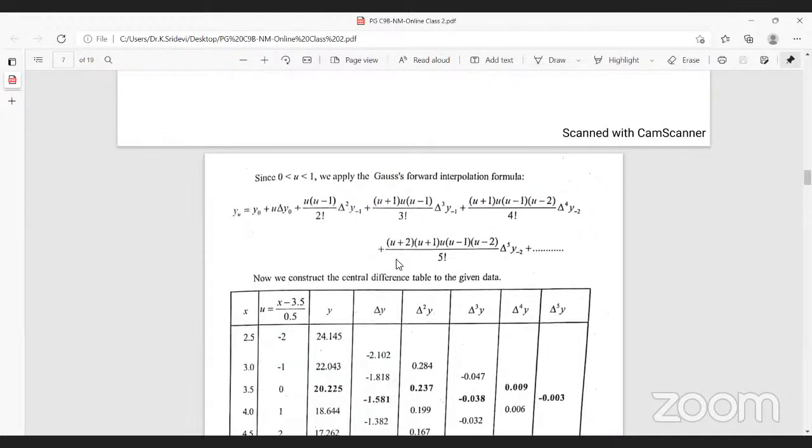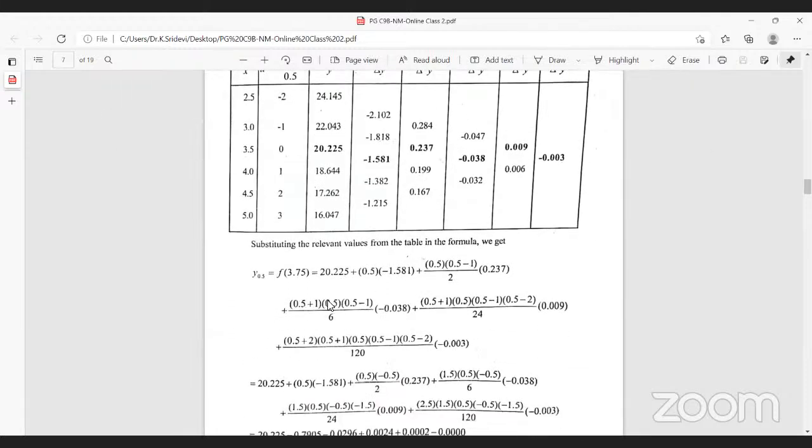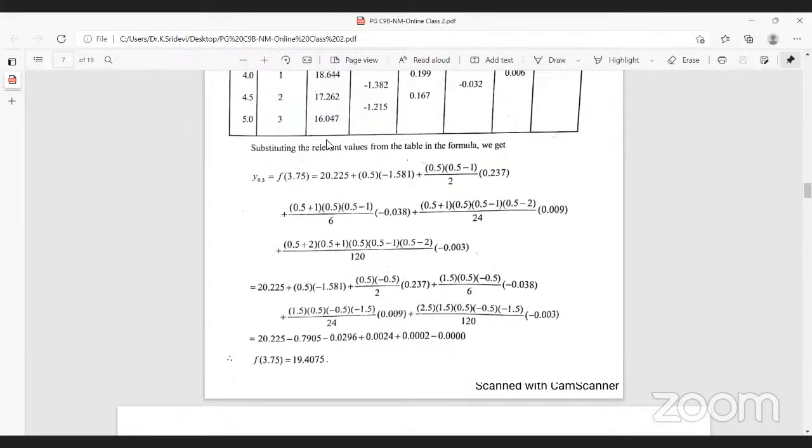So delta square y minus 1. Substituting all these values in this one: u plus 1, u minus 1 by 3 factorial into this value, and u plus 1, u minus 1, u minus 2 by 24 into this value. And then finally, we can have this one into this one. So now simplify all these values.